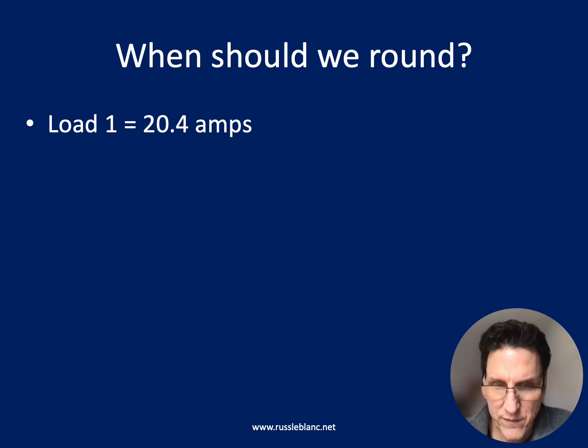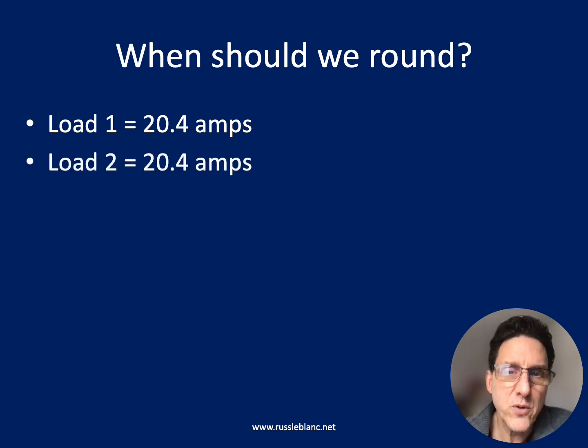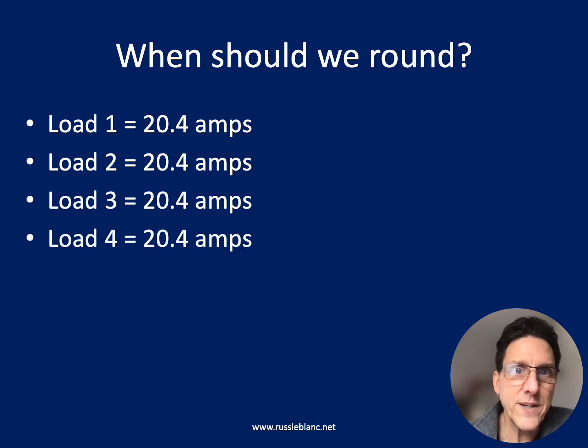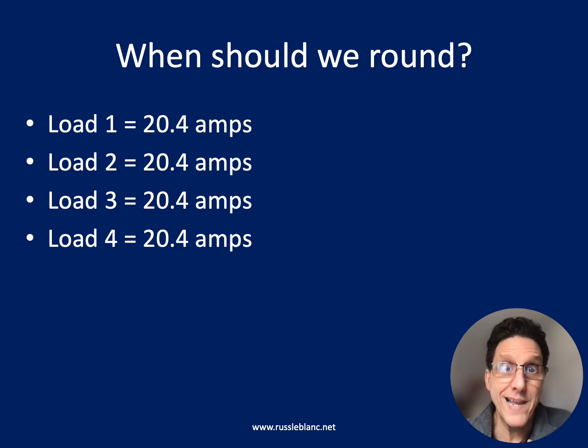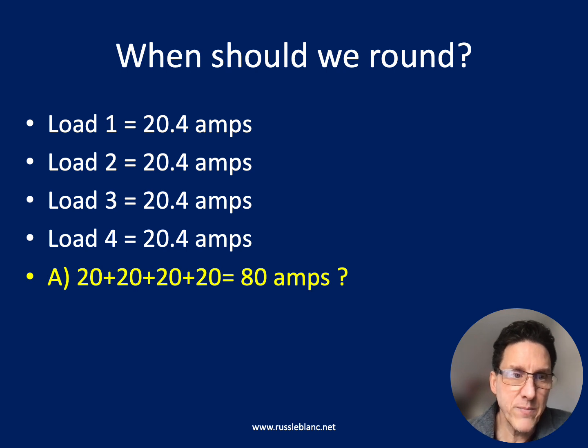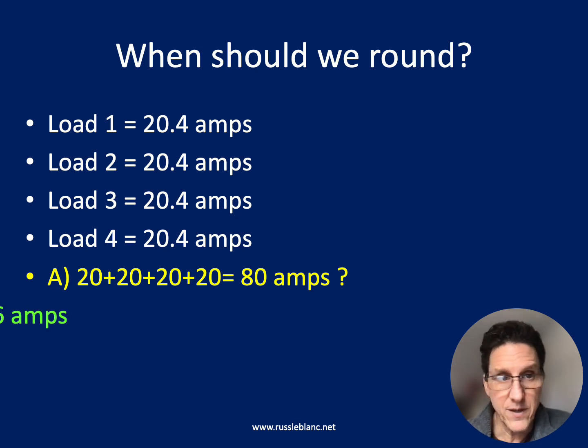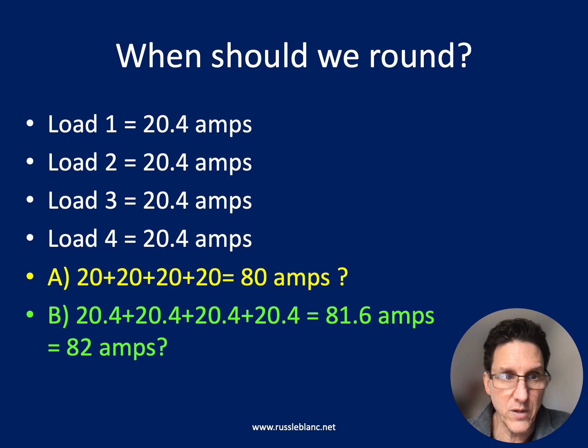So we have load 1, 20.4. Load 2, also 20.4. Load 3, 20.4. Load 4, 20.4. Don't drop any of those 0.4s. Keep them. Round at the end. Otherwise, you might have something like this: if you drop the 0.4 amps from the nameplate, you end up with 20 plus 20 plus 20 plus 20 for a total of 80. Versus if you keep that nameplate decimal of 0.4, you end up with a total load of 81.6 amps.